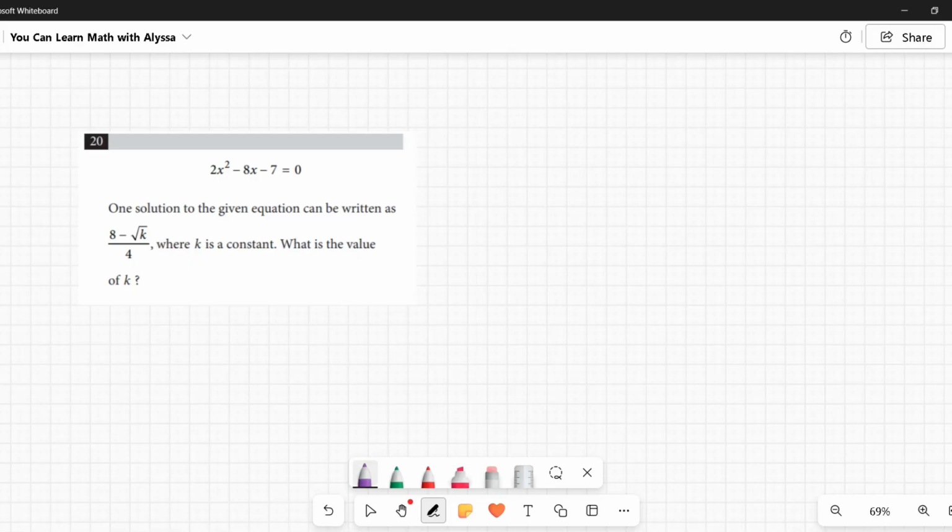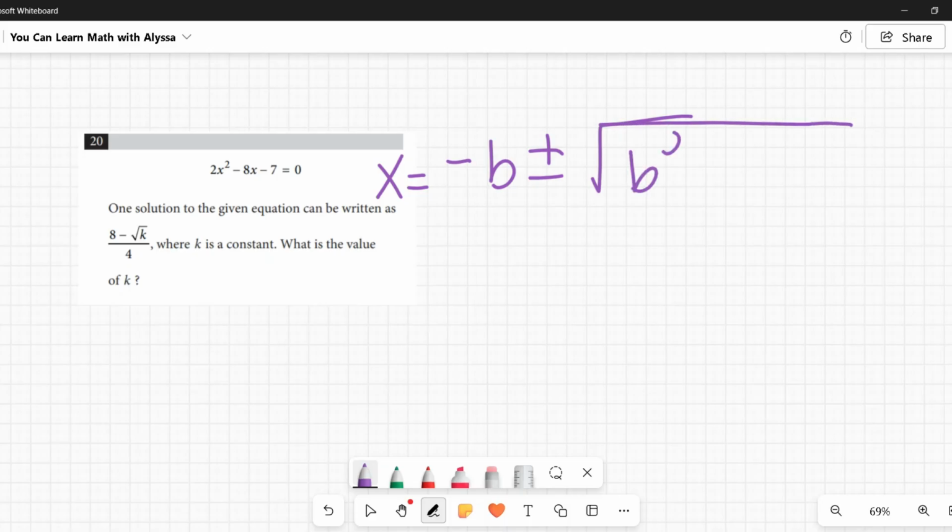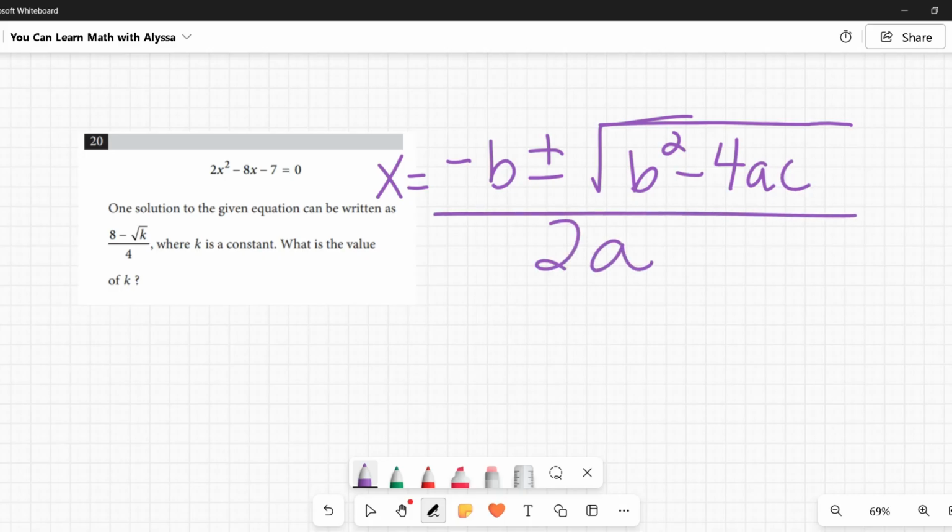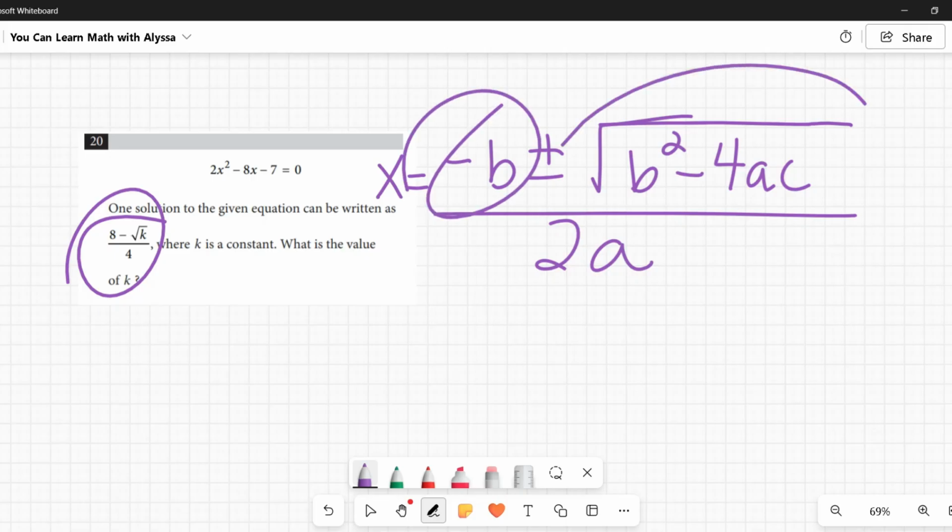This is forcing you to use the quadratic formula, which is that x is equal to negative b plus or minus the square root of b squared minus 4 times a times c all over 2a. And this right here is sort of the big clue: it's 8 minus square root of k over 4. You see the similarity. We have a constant plus or minus a square root over a number. That should be a big red flag, a little waving flag, use the quadratic formula. That's what they want you to do.